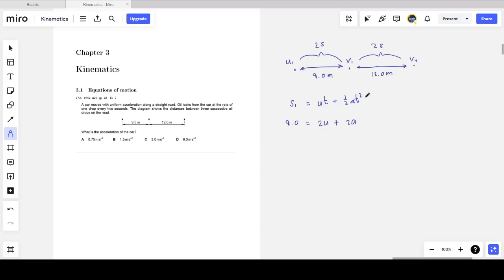Why do I say 2a? Because t again is 2 seconds. 2 squared is 4, a half of 4 is 2. So I get 9 is equal to 2u plus 2a. Now I've got a single equation with 2 unknowns, so I can't solve for the acceleration from there.